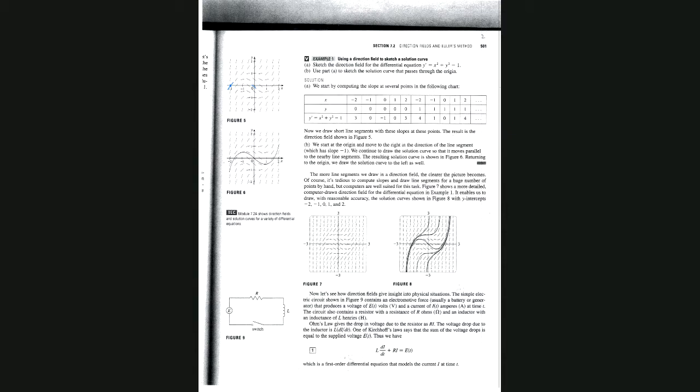They say use part A to sketch a solution curve that passes through the origin. So in this example, here's the origin, and they draw a solution curve that obeys the tangent lines. The solution curve must follow its tangents. Tangents to the solution are drawn in the direction field, and your solution curve has to obey those tangent lines. That's how you draw a solution curve.